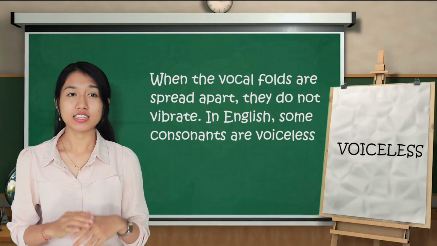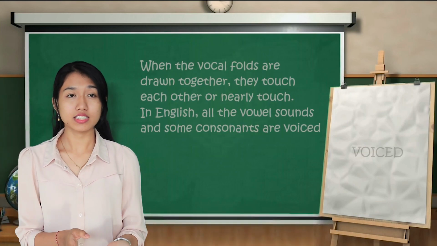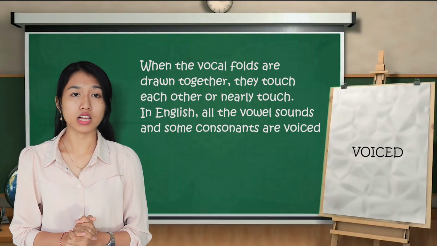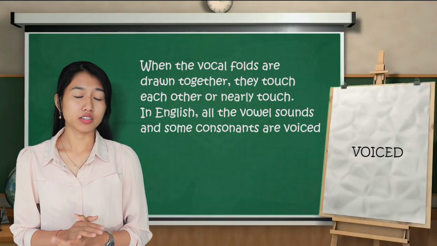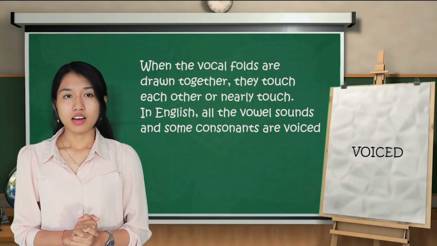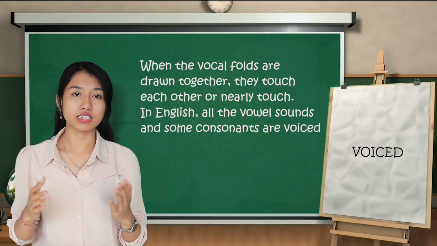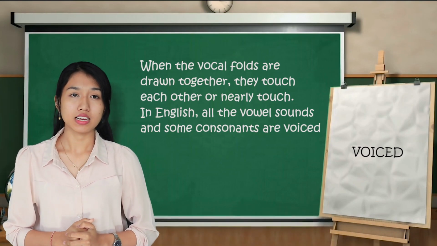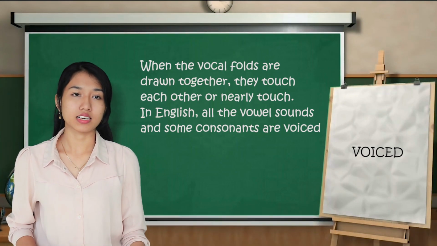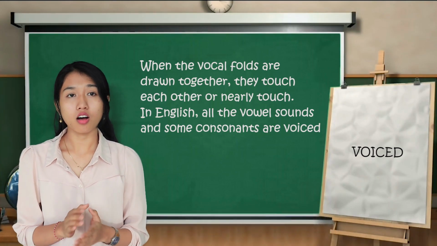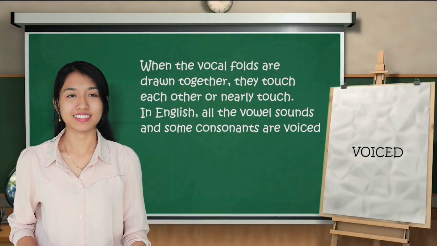In English, some consonants are voiceless. And the second is voiced. When the vocal folds are drawn together, they touch each other. The pressure of the air coming from the lungs makes them vibrate, and sounds produced in such a way are called voiced. In English, all of the vowel sounds and some consonants are voiced.